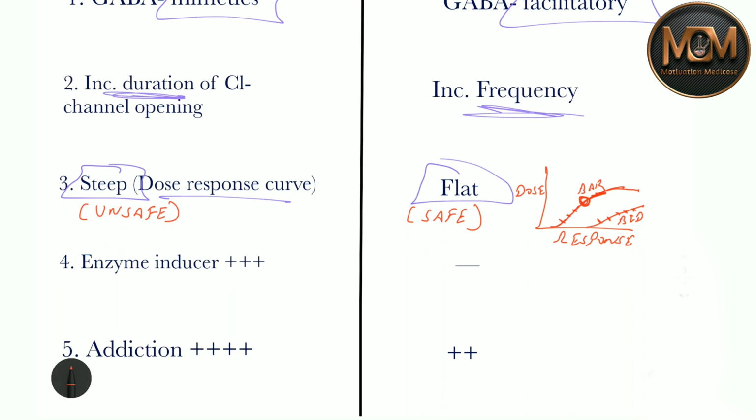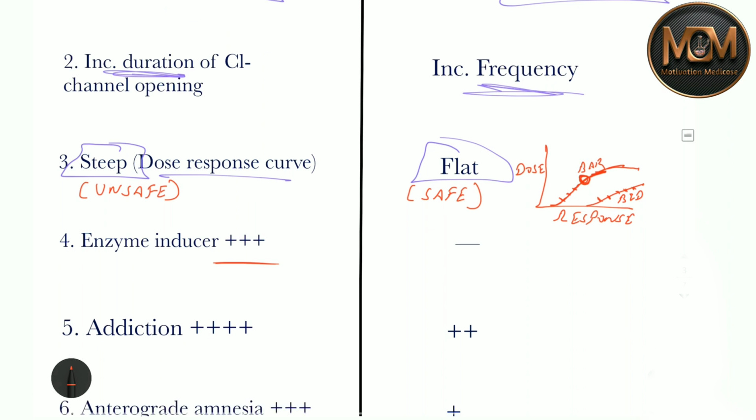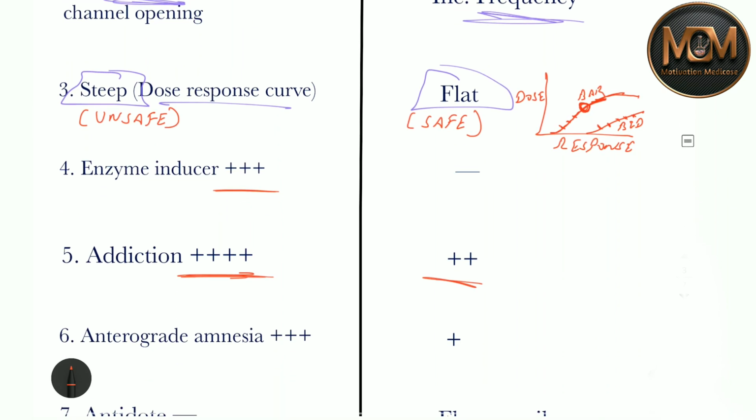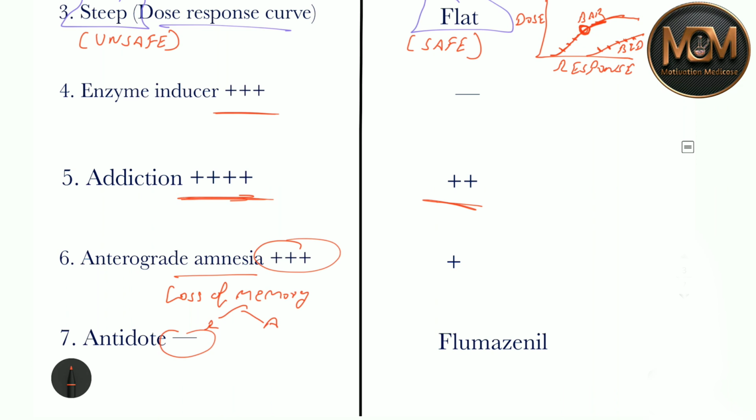Also, barbiturates are affected by enzyme inducers, so anybody can induce their effects. They have more addiction compared to benzodiazepines, and they show more anterograde amnesia. Amnesia means loss of memory. There are two types, retrograde and anterograde. Retrograde means a patient forgets their past, and anterograde means the person forgets everything after taking the medicine. There is more anterograde amnesia in barbiturates. And there's no antidote for barbiturates, while there is a drug called flumazenil, which we can give in case of benzodiazepine poisoning or toxicity. So because of enzyme inducers, more addiction, more anterograde amnesia, and no antidote, barbiturates are basically not used.